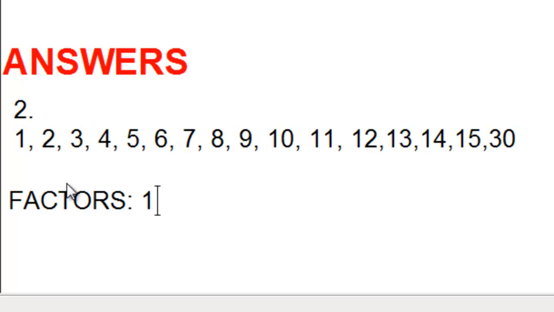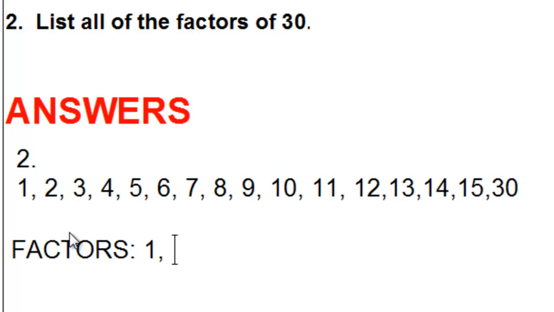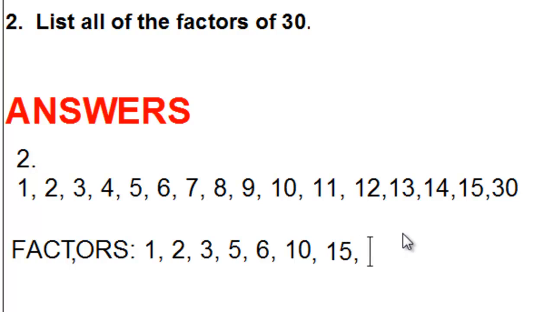Well, it is for 1. 30 divided by 2 is 15, remainder 0, so it is. 3, yes. 4, no. So we don't include it, because 30 divided by 4 does not give a remainder of 0. 5, yes. 6, yes. And 7, no. 8, no. 9, no. Yes for 10. 11, no. 12, no. 13, no. 14, no. 15, yes. And, of course, 30. So that's the list of the factors.